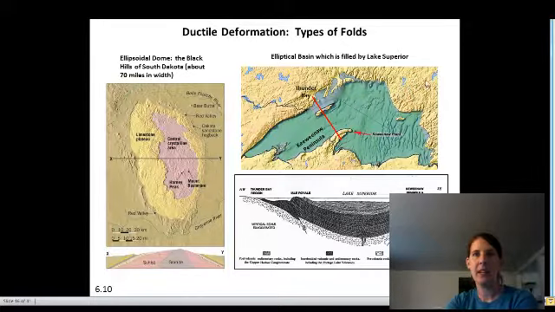Elliptical basin. Lake Superior is actually an elliptical basin that has now been filled in. But if we took a cross section of that, we'd have our much older Precambrian rock at the edges and underlying all the much younger lake sediment deposits. Okay.